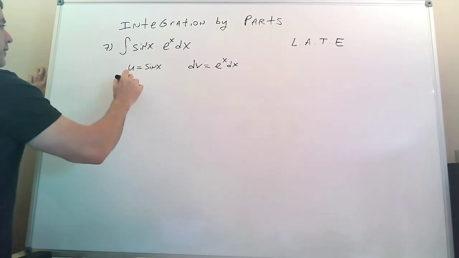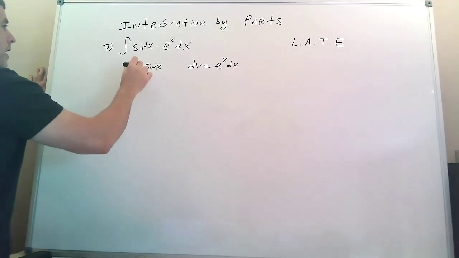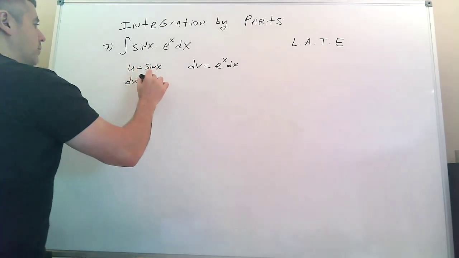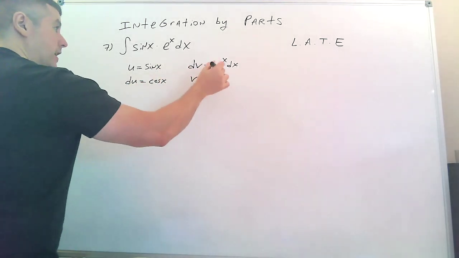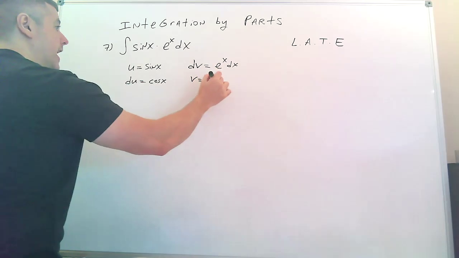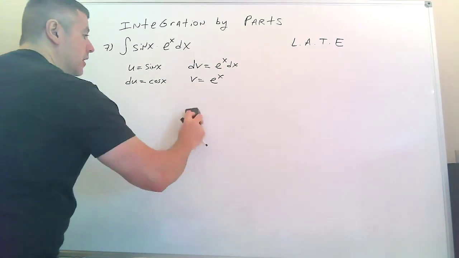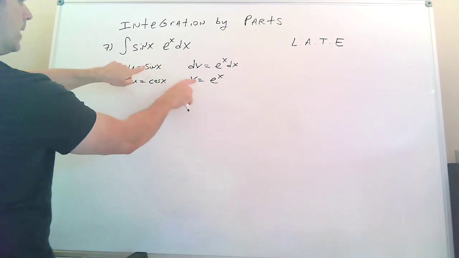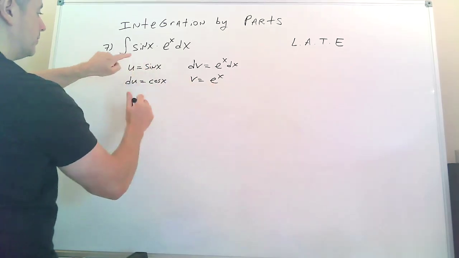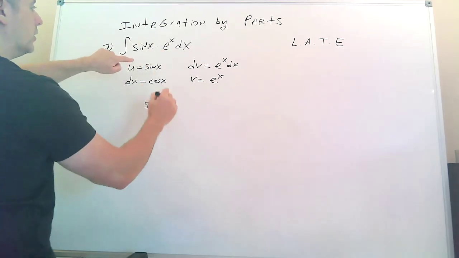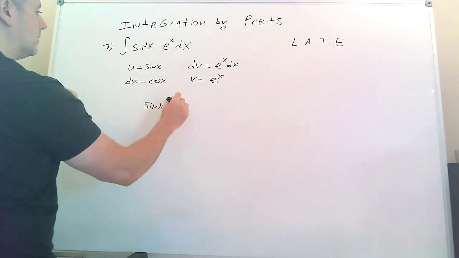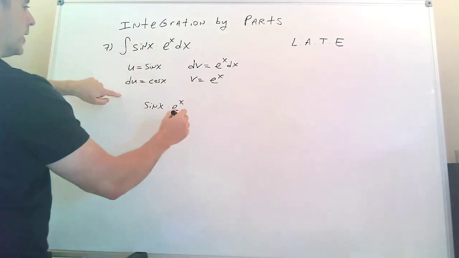And I'm going to write this a little differently than I did the other ones, and you'll see why. So you're going to do the derivative of sine, which is cosine. You're going to do the integral, right? You're going to find the antiderivative of e to the x, but that's just e to the x. So now I'm going to play my game. I'm going to do my uv, which is exactly what I started with. So it's sine x times e to the x. You can put that in the front, but I'm going to leave it the way it is.